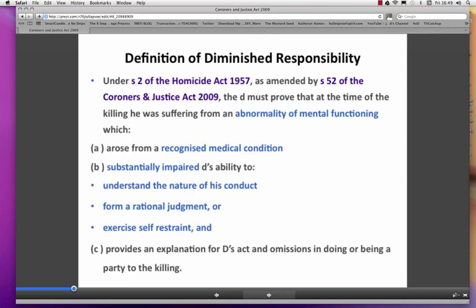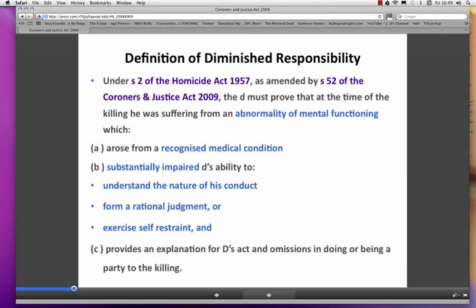B. substantially impaired the defendant's ability to 1. understand the nature of his conduct, or 2. form a rational judgment, or 3. exercise self-restraint. And then the final component, that it provides an explanation for the defendant's acts and omissions in doing or being a party to the killing.